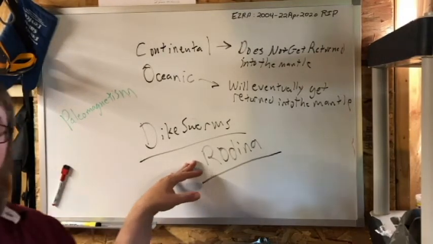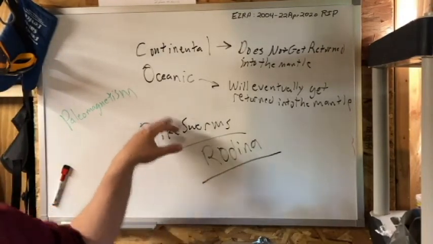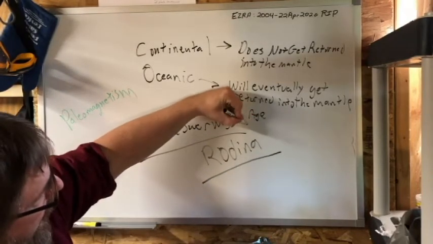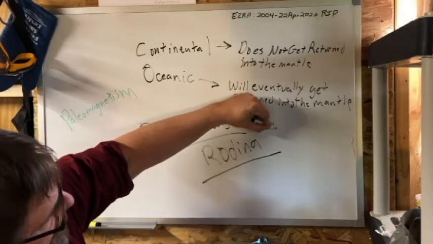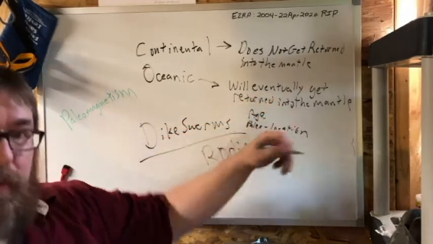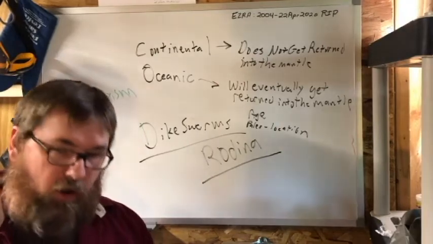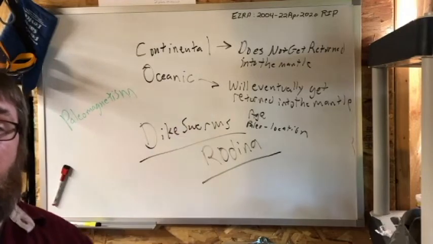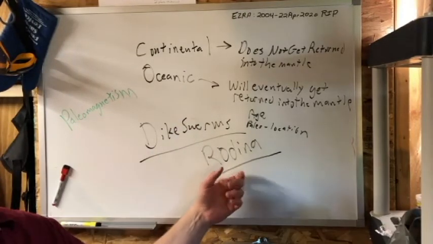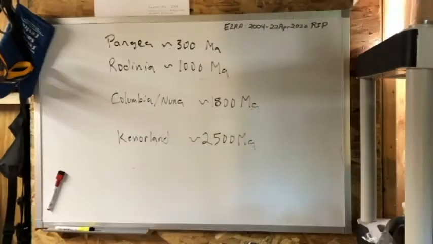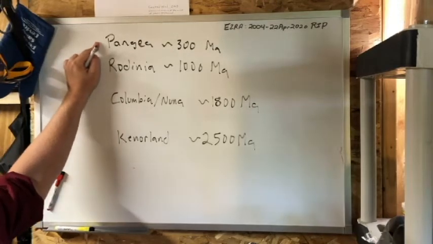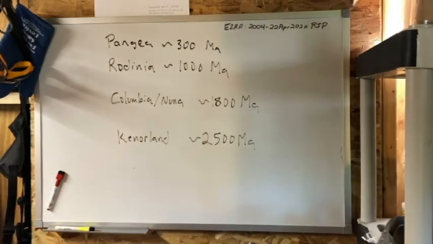So Rodinia was a similar situation, and we have to use these dike swarms, from which we can get the age of the dikes and paleolocation. That will tell us, was the dike near a pole, or was it near the equator? Where was it in relationship to other dike swarms of similar age, things like that. And we can reconstruct Rodinia. Okay, so we have Pangea, which we have really good reconstructions for because we still have existing ocean crust from its breakup. It formed roughly around 300 million years ago.